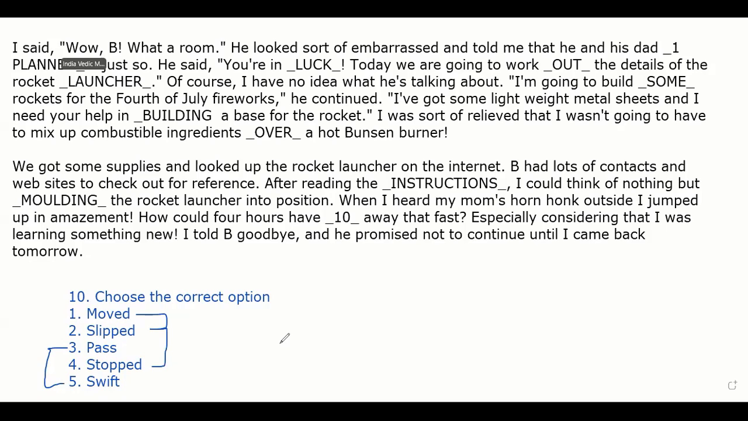Moksha, what do you think? Will it be present or past? Past. It has to be past, because when I heard my mom's horn outside, how could 4 hours have gone that far? But it's already gone. That is why this cannot come, this cannot come. Can stop come here? No, right? How could 4 hours have stopped away? No, forget it. So tell me between these two, which is a better and correct word.